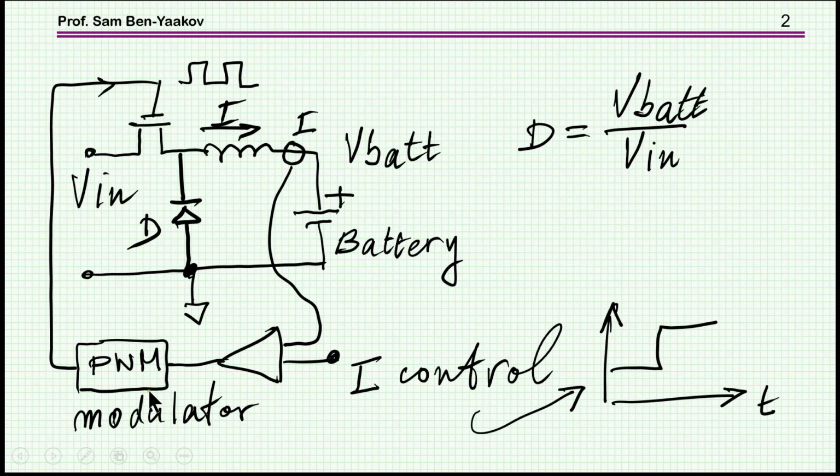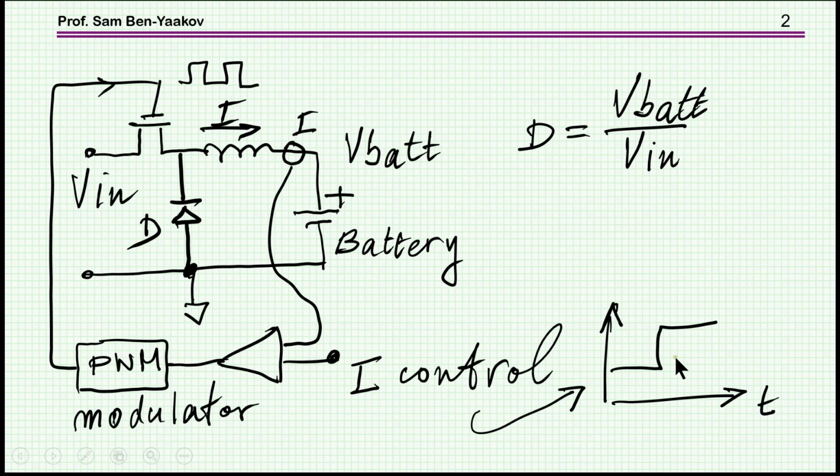Now obviously for a buck converter we know that the duty cycle is the output voltage divided by the input voltage. D is V battery in this case over V in. So we have a certain current or a signal that is forcing a given current, and now we change this control signal to a higher level, for example, and obviously the current is supposed to go up and follow the control signal. Now the question is, what is really happening in the circuit that enables this current increase?